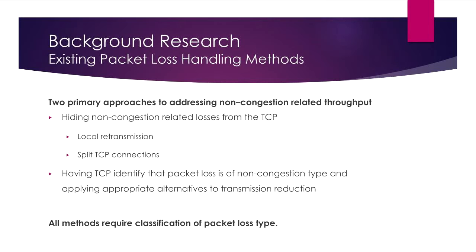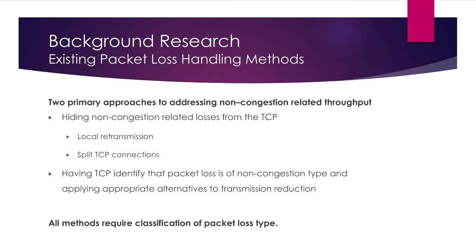Recently, several methods have been proposed to combat this loss of throughput. These methods can be grouped into two approaches: methods which hide any non-congestion related losses from the TCP, or methods that make the TCP aware that the packet loss is of a non-congestion type. By hiding the non-congestion packet losses from the TCP sender, it will require no changes to the existing TCP protocol. These methods have used mechanisms such as local transmission and split TCP connections.